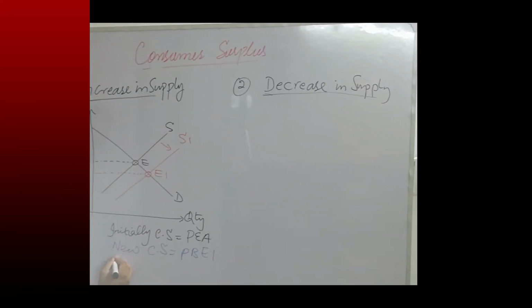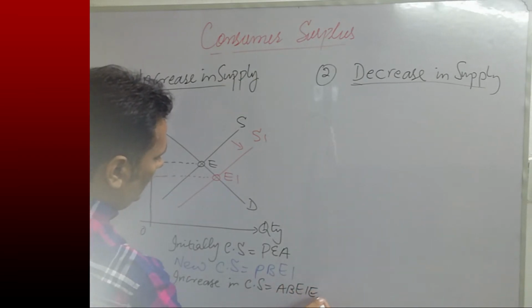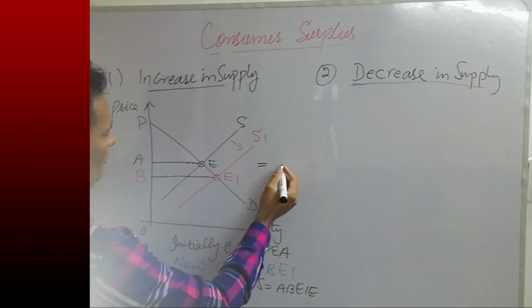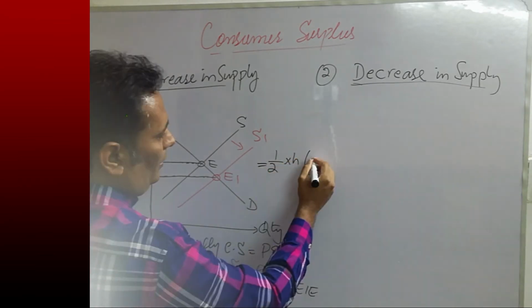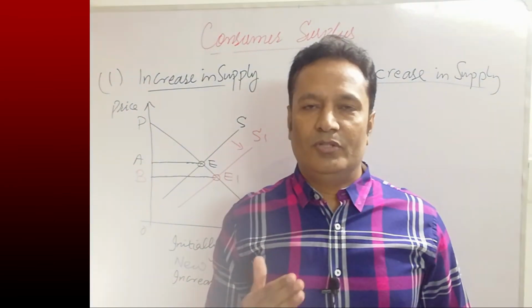So increase in consumer surplus is equal to ABE1E, and technically this area is known as a trapezium. The formula to find the area of a trapezium is equal to 1 over 2 into height into sum of parallel sides.